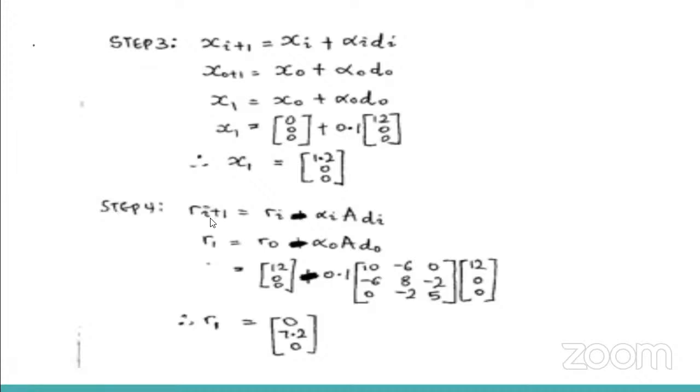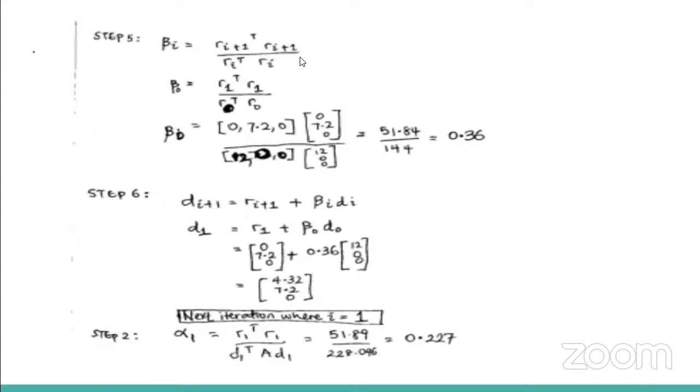Then step 4, you have this. We are still working with 0. Don't forget, we've not finished the first iteration. So we put in the 0 here, we have r1, put in the 0 here, like that. We just substitute everything, and then you get your r1.